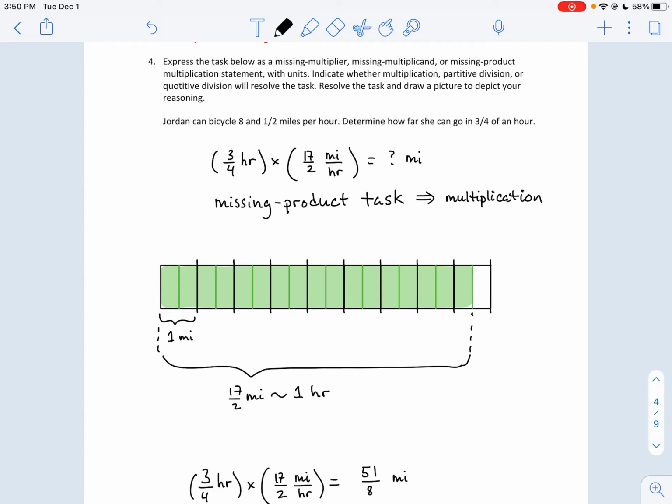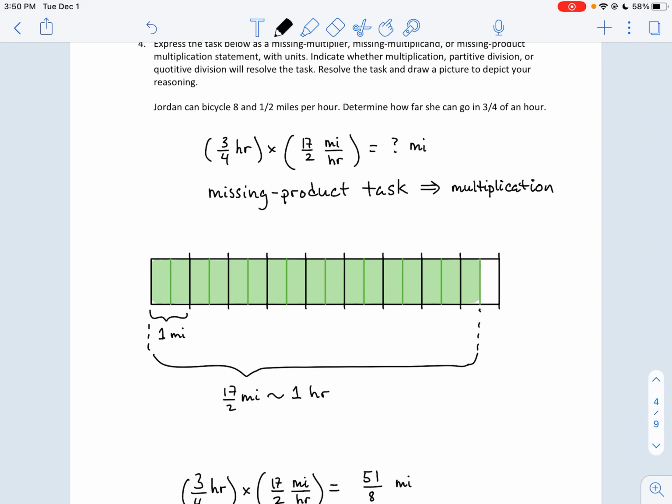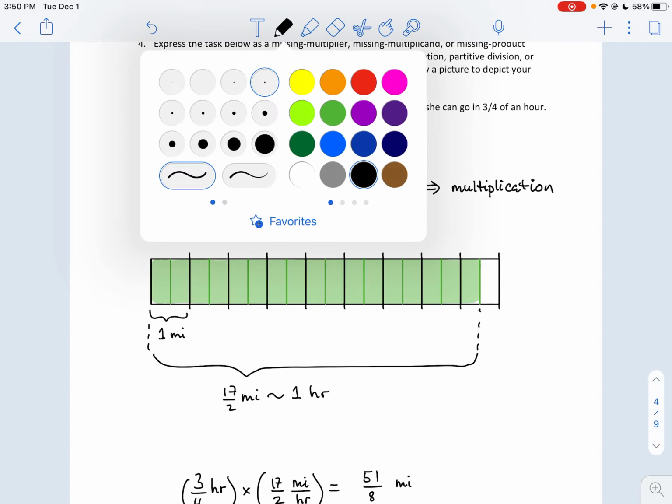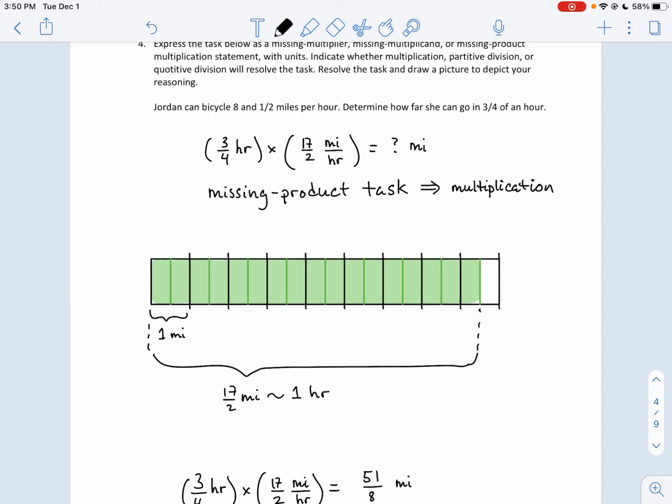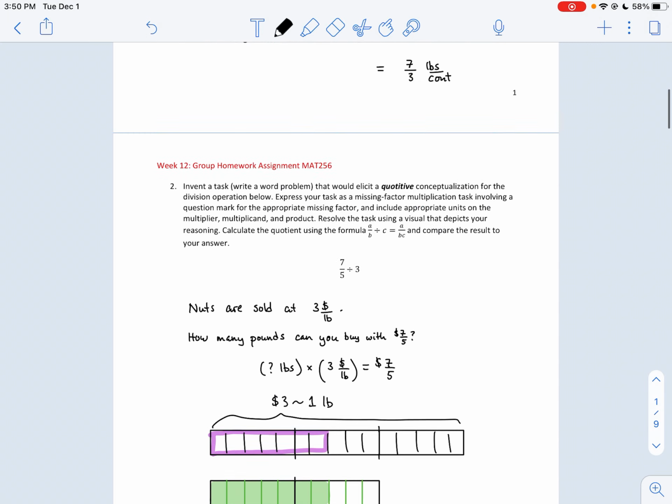We're trying to figure out how far Jordan can go in 3/4 of an hour. So I want to do 3/4 of this. 3/4 of what's shaded, green. I'm going to use cross partitioning because I can't really do 1/4 of 17. Well, I would have to get partial pieces, and I don't want that. If this had been like 16/3 miles and I broke that into 4 pieces, that'd be easy because then I'll get 4/3 per piece.